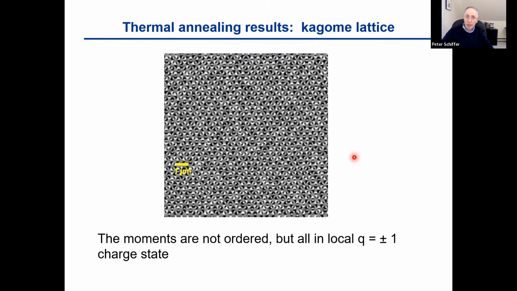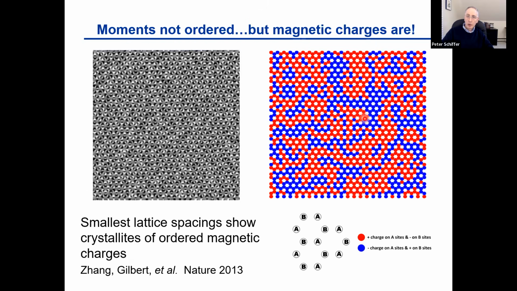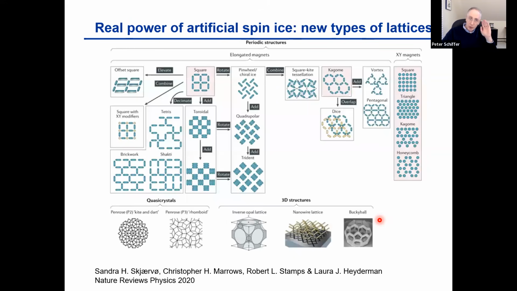It turns out, though, even though there's no magnetic order here, there are little crystallites of charge order. So the red dots correspond to charge order of one sort, the blue dots correspond to domains of charge order of the other sort. So you get little crystallites emerging of charge order in this state, even though the spin order is completely lacking. It's really disordered from a spin configuration standpoint. Now, those are the two simplest lattices.